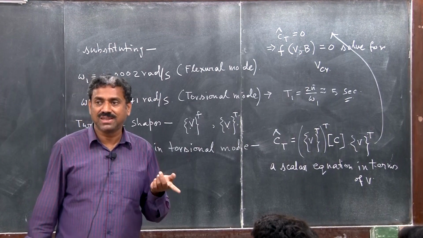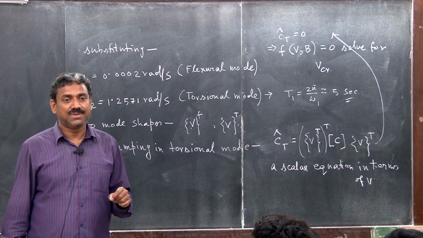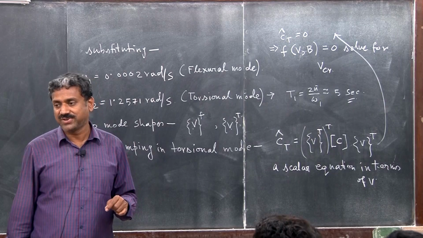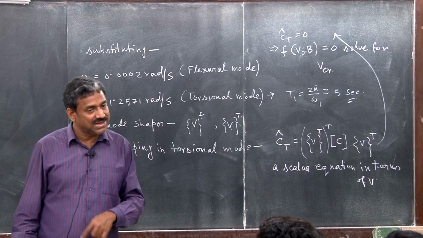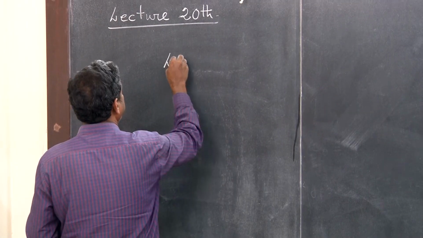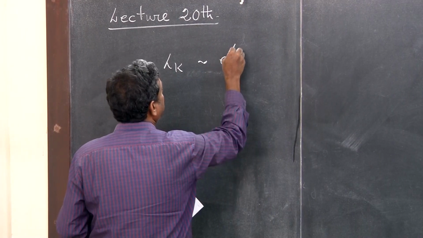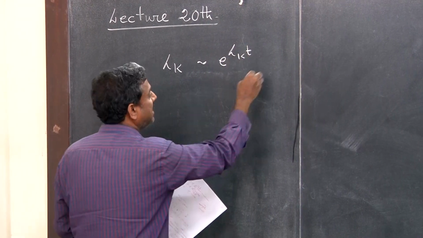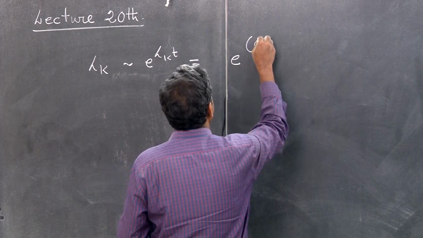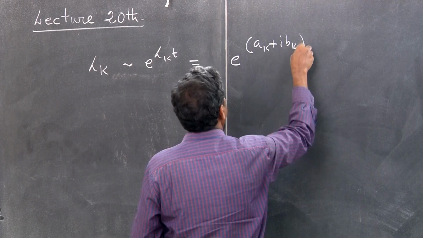At that time you should automatize this process, right? The process should be automatic, and there are search algorithms to search for the respective lambda for which the flutter instability is triggered. So how to do that, I am just showing it. You see that lambda k is associated with e to the power lambda k t, and e to the power lambda k t is nothing but e to the power (a k plus i b k) t.